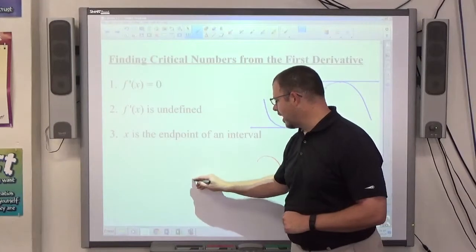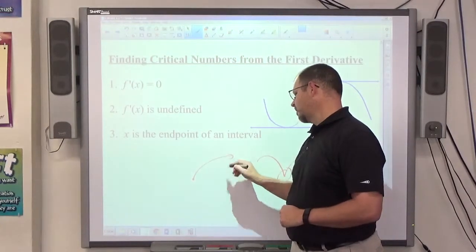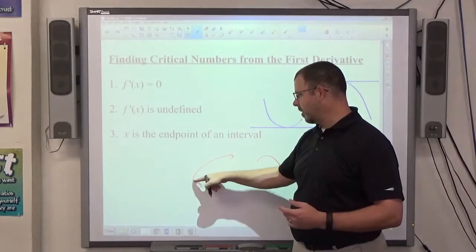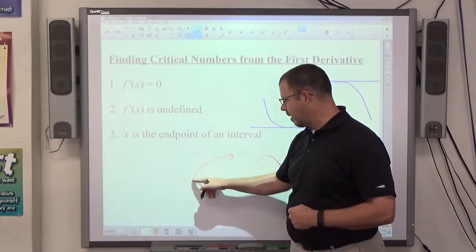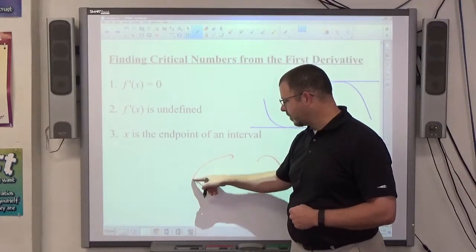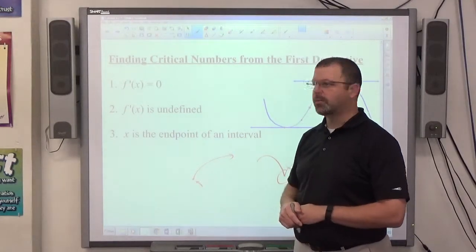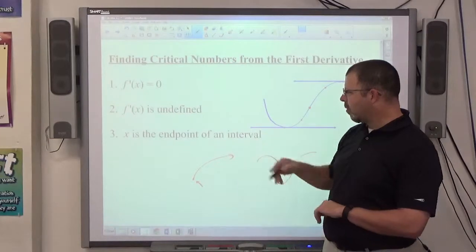Also, let's suppose we have some kind of square root function. Okay, it's undefined there because, again, granted I could probably find some slope there, but there's hundreds of lines that cross through there at one point. So an undefined derivative, or the endpoint of an interval.